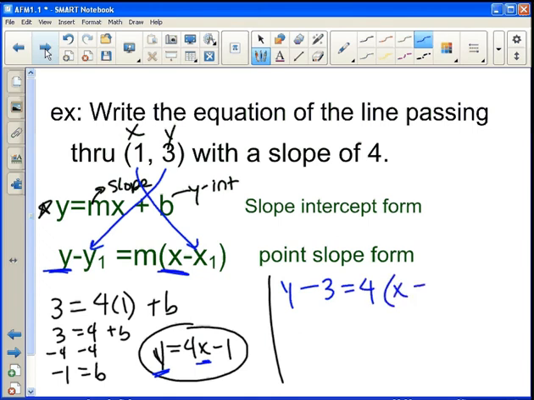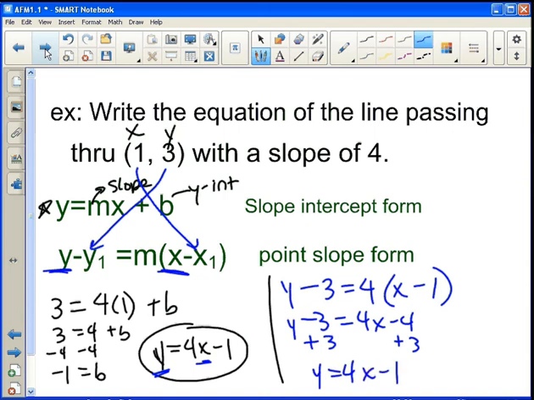The benefit of this is once you plug it in, there's always just two steps. First, distribute. So I distribute the 4, 4x minus 4, and then you add or subtract to get the y by itself. Again, it is up to you. Both ways work. Both ways are correct. I prefer the way on the right, so that's the way you will be seeing me do it. But if you prefer to use the slope-intercept form to start with, that is certainly okay.